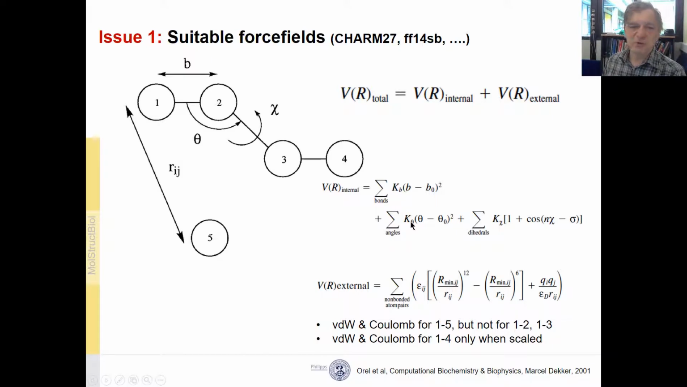You can also use Hooke's law on angles, and of course a related one, using the periodicity of our rotations around torsions, the torsion angles, by this cosine term there. Pretty simple. That is for everything that is bonded with each other. These are the internal energies that come up.